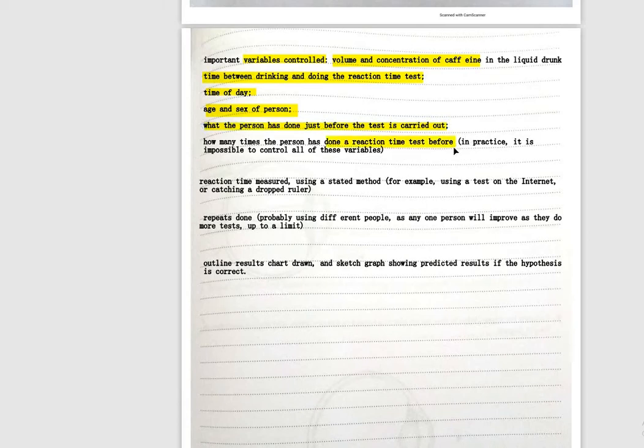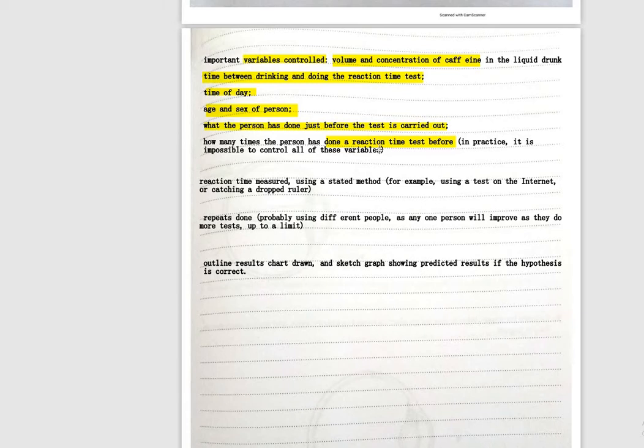You need to understand that it's not possible to control all variables, but when you're answering past paper questions, to be on the safer side, you only have to mention 2 to 3 constant variables. It should be a minimum of 2, and if you want to be on the safer side, you can mention 3 as well.